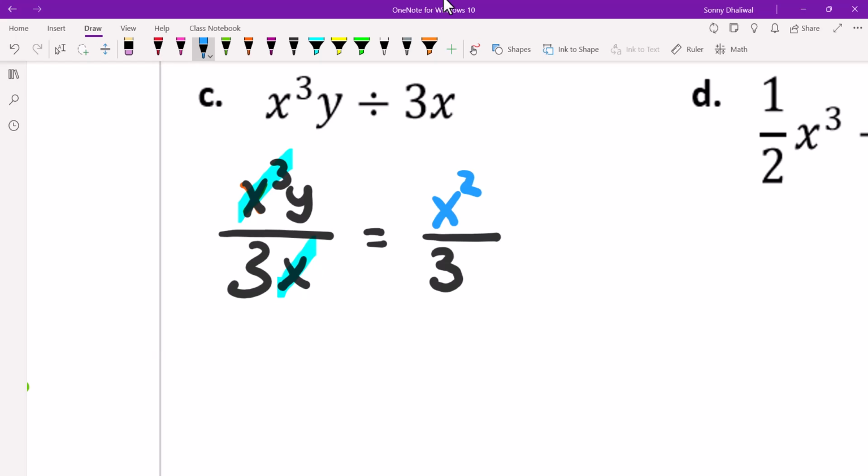Then, this y has nothing to combine with. So, does it show up in the final answer? Yes, it just doesn't change. It stays exactly the same. So we had a y here. You just keep the y in the numerator like that. That's it.